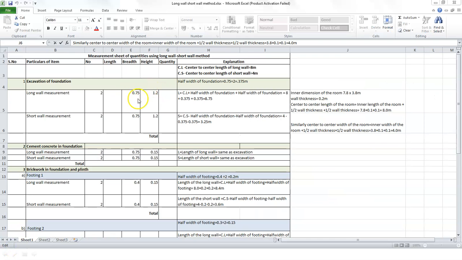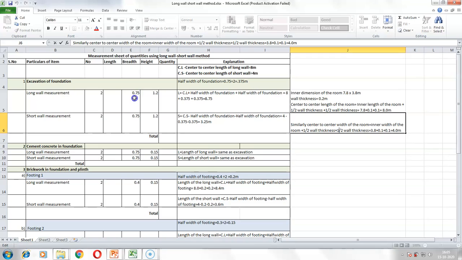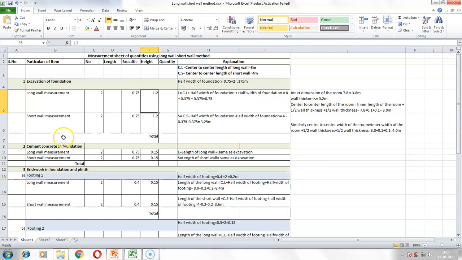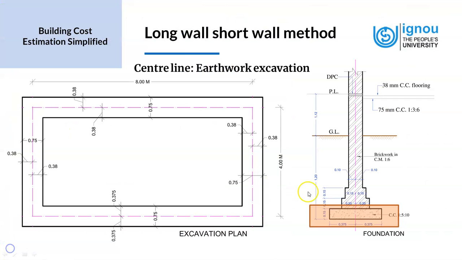We first enter the item here, the width of the foundation, 0.75, as we're talking about the excavation of the foundation. So we have the width as 0.75, and let's look at the height of it, which is 1.2 meters. Let's see how we got 1.2 meters. From the ground level, the footing is at a depth of 1.2 meters. That is the depth to which we need to excavate. That's how we got the dimension as 1.2 meters.